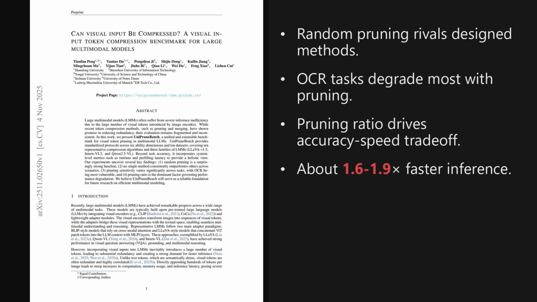Wrapping up, 2 takeaways stand out. Random pruning is a tough baseline, and the pruning ratio largely dictates the accuracy-speed trade-off, with OCR the most fragile. The broader implication is clear. UniPruneBench standardizes comparisons and points to practical, system-level speedups for multimodal inference.